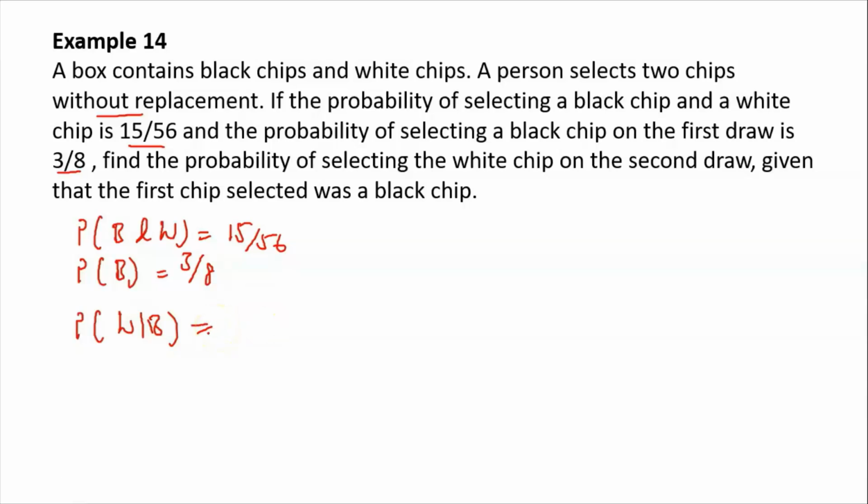So the solution: since the question asks us to find the probability of white given that black was first, we take the intersection between black and white, which is 15/56, and then we divide by the probability of black, which is 3/8. So we get the intersection between B and W is 15/56, and then we divide by the total probability of B, then we get the answer.